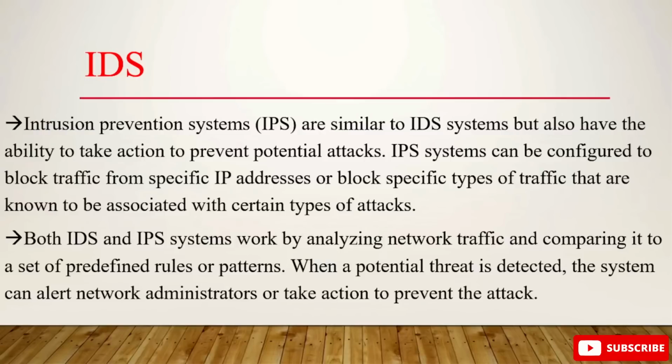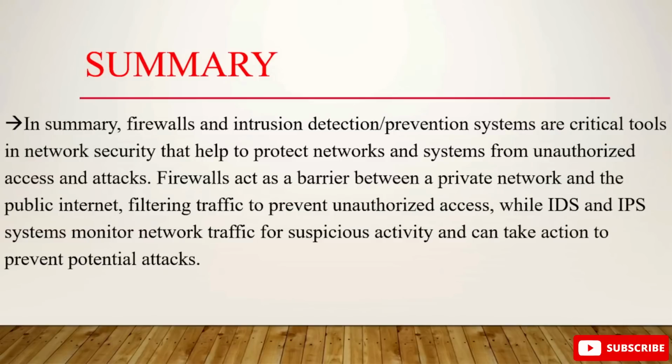Both IDS and IPS systems work by analyzing network traffic and comparing it to a set of predefined rules or patterns. When a potential threat is detected, the system can alert network administrators or take actions to prevent the attack. So we can summarize like firewalls and intrusion detection and prevention systems are critical tools in network security that help to protect networks and their systems from unauthorized access and attacks. Firewalls act as a barrier between a private network and the public internet, filtering traffic to prevent unauthorized access, while IDS and IPS systems monitor network traffic for suspicious activity and can take actions to prevent potential attacks.